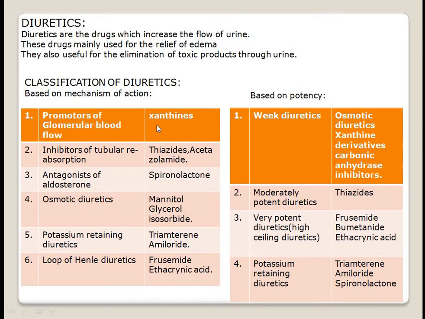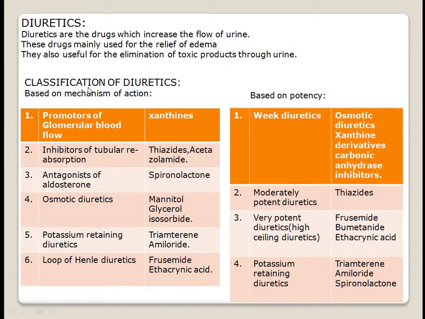These are all the drugs based on the mechanism of action. First of all, xanthines, thiazides, acetazolamide, spironolactone, mannitol, glycerol, isosorbide, triamterene, amiloride, furosemide, ethacrynic acid.